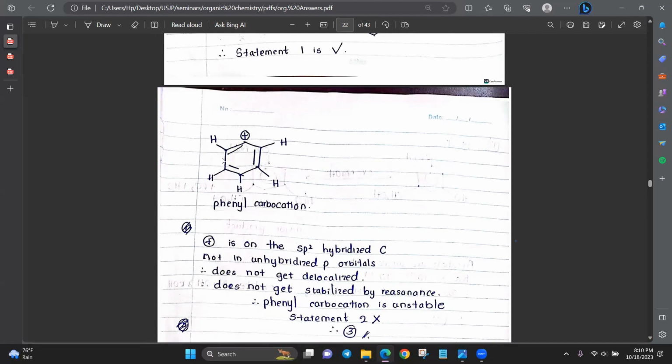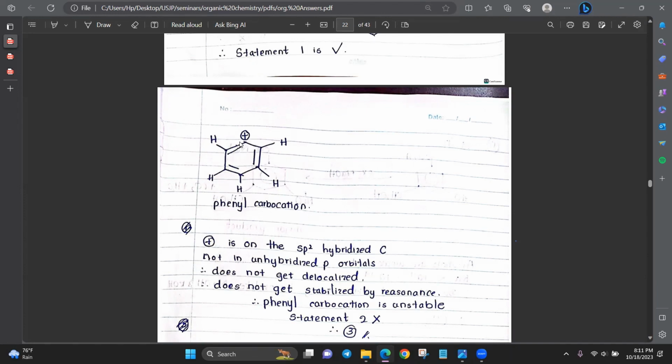Why does the delocalization occur? Because of the pi electron clouds, right? Because the electrons are there in the unhybridized p orbitals, because there's a pi electron cloud at the top and bottom of the benzene ring. That is why the unhybridized p electrons are getting delocalized. But this plus charge is not in an unhybridized p orbital. It is in a hybridized sp2 orbital. Therefore, it will not get delocalized. If it doesn't get delocalized, it will not get stabilized by resonance.